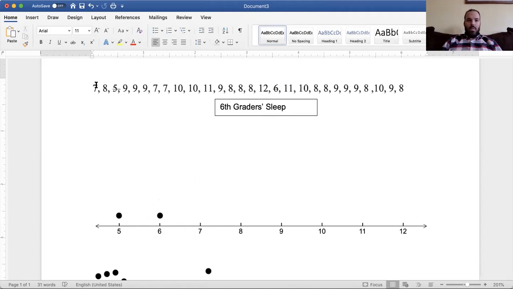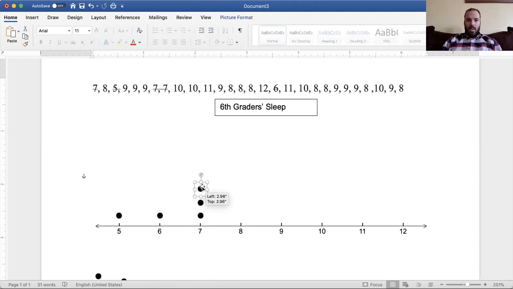Next, I'm going to look at 7s. I have 1, 2, 3. Three 7s. So I'm going to put 3 dots: 1, 2, let me try that again, 2, 3 dots above 7. Okay. Again, I want all my dots to be even.